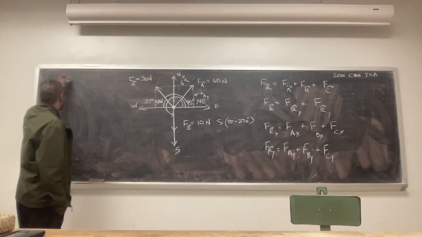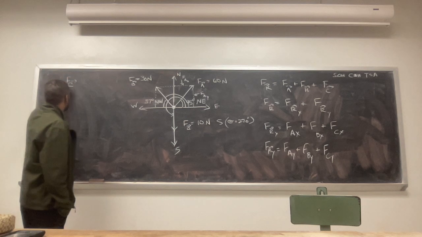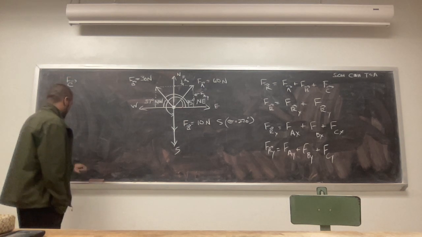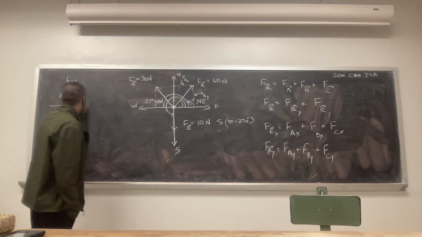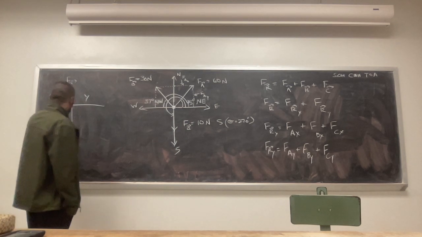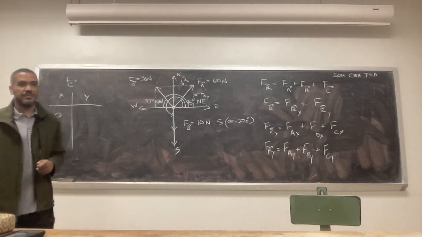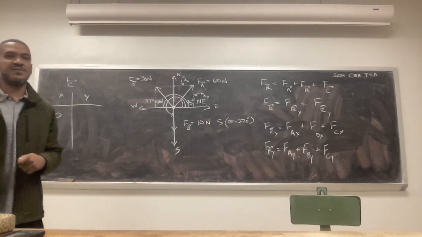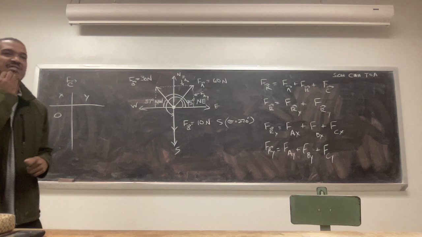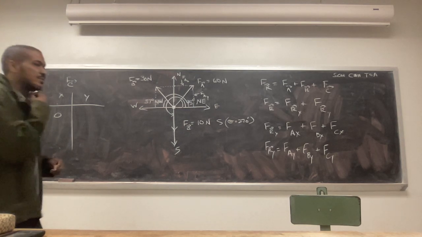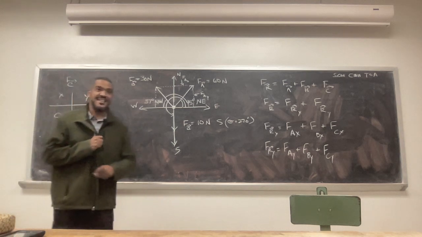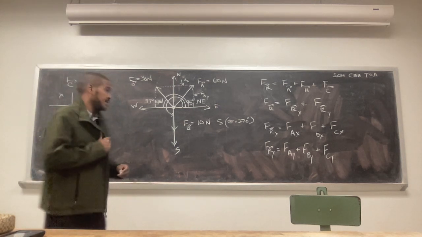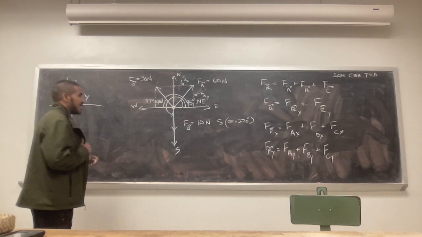All right, F of C, you've got an x and a y. What's the x component of C? 0, great. It does not move along the x direction at all. So what's the y component of C? 10. No cosine, nothing.